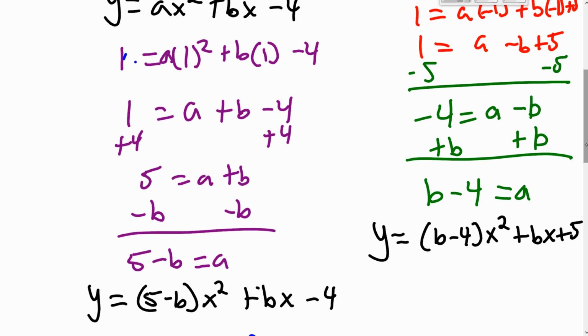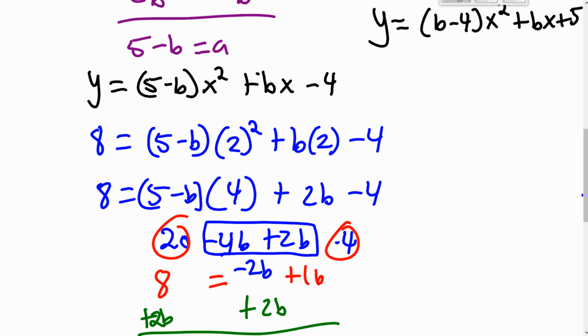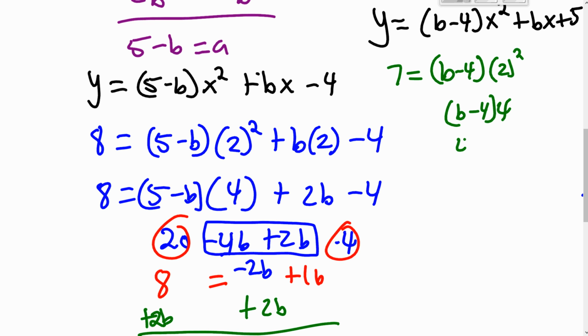So we go ahead and plug in our third point, which is (2, 7). So we plug in that third point. 7 for my y. There's my a, b minus 4, times my x, which is 2. 2 squared is 4. 4 times b minus 4. I need to distribute that 4. So I get 4b minus 16. And then I take my b and I times it by my x, which again was 2. So I get 2b. And 2b plus 4b would be 6b.